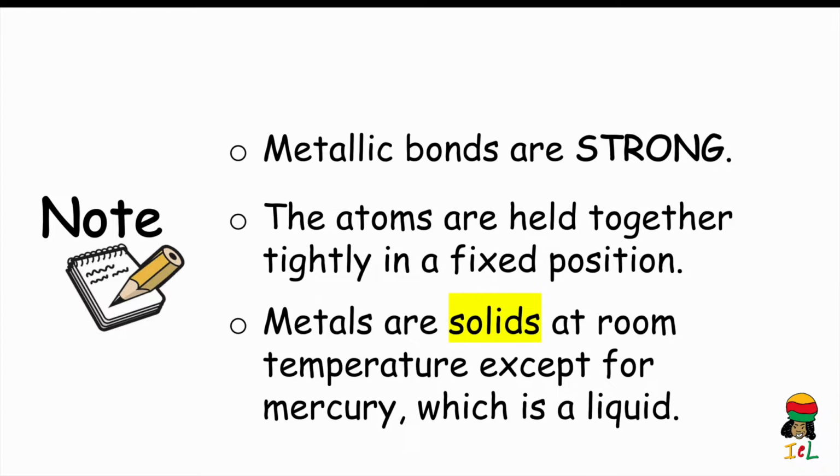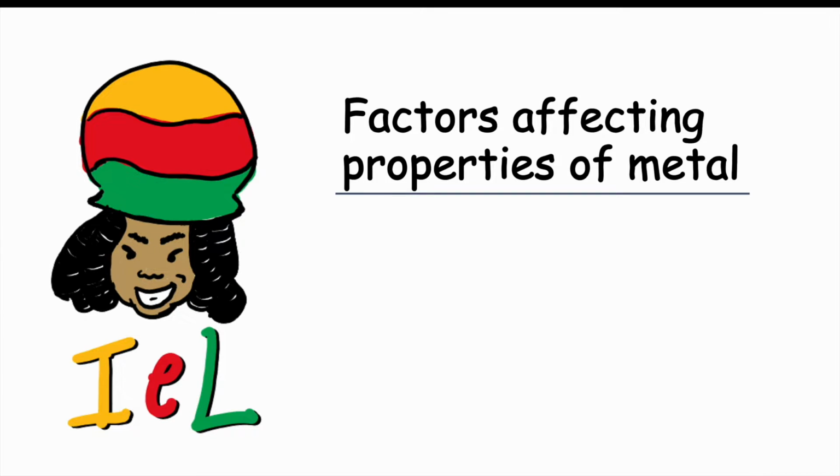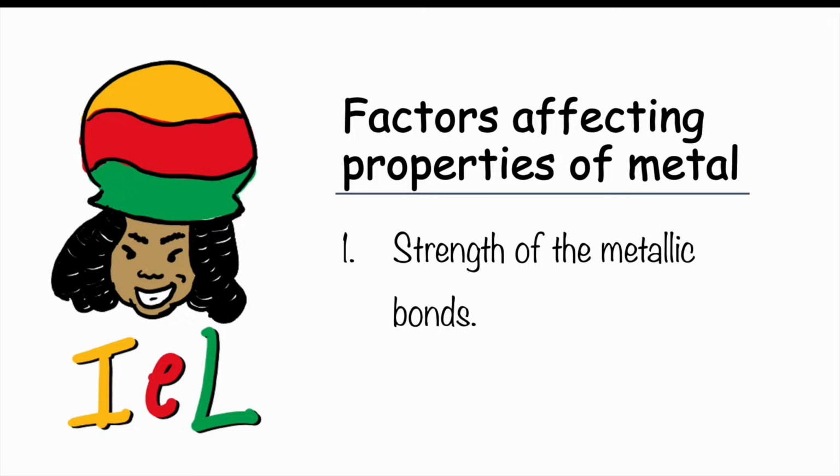As a result, metal structures are typically solids at room temperature. However, mercury is the only exception because it is a liquid at room temperature. We will now examine the properties of metals. There are 2 main factors that affect the properties of metals. These include 1, the strength of the metallic bond. And if we remember, metallic bonds are very strong.